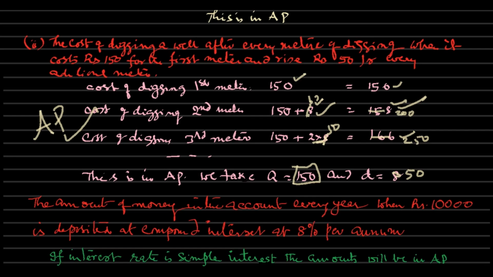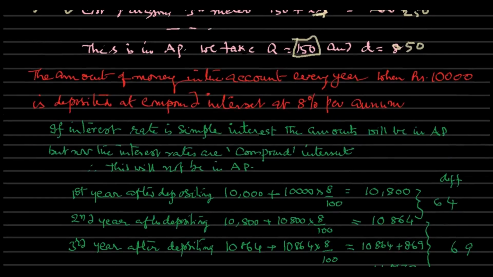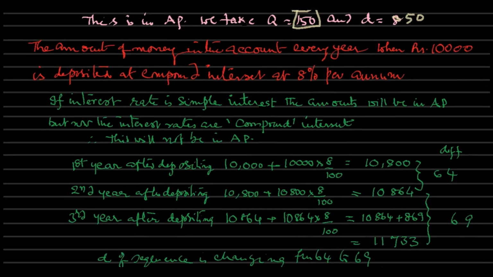Let us see the third situation. The amount of money in the account every year when 10,000 is deposited at compound interest at 8%. See, simple interest means what? 8% of 10,000 is 800. So they will go on adding 800, 800, 800 every year. But here it is compound interest. The calculation will be different.